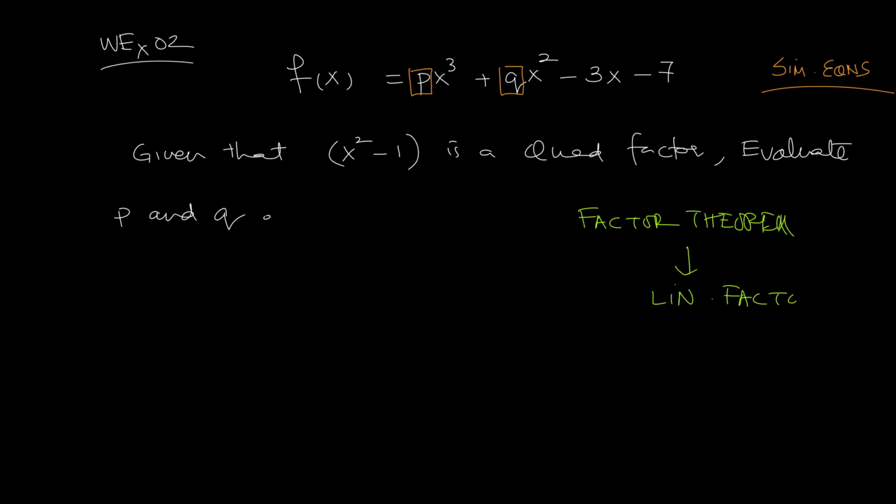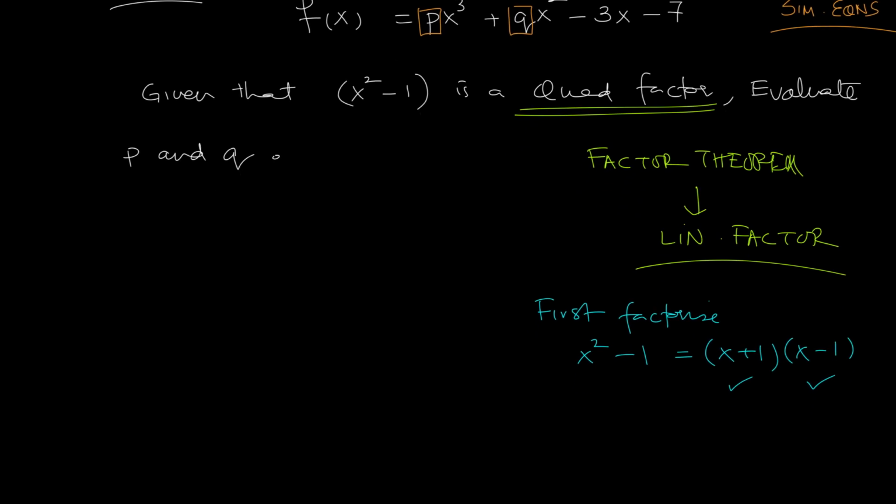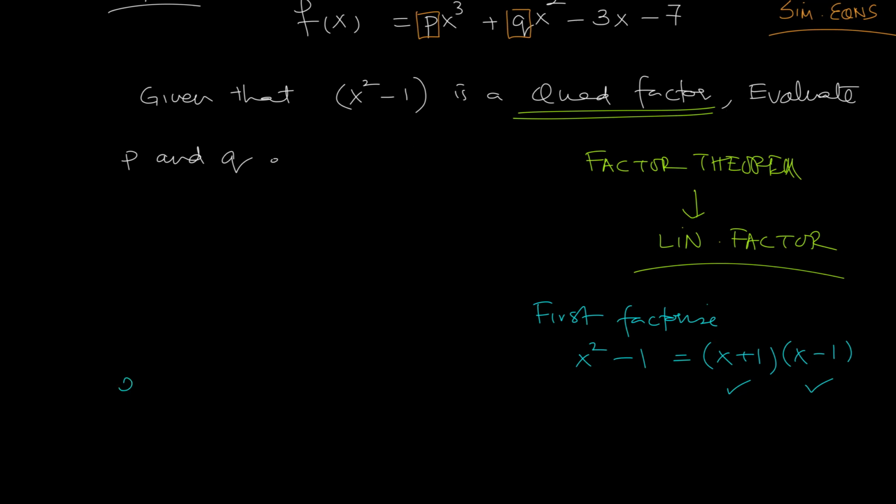Now we know that the factor theorem is only applicable for a linear factor. The plug-in value is obtained from a linear factor, but this time this is a quadratic factor. So the rule is, first factorize the quadratic factor. x^2 minus 1 becomes (x plus 1)(x minus 1). So we now have two linear factors. So basically, the question now becomes that f of something should equal 0, and f of something else should also equal 0.